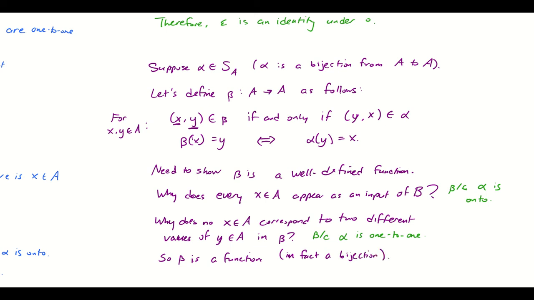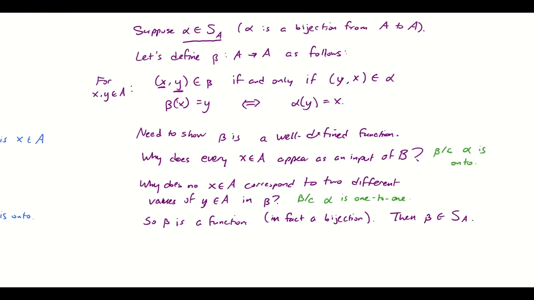Okay, so in other words, if alpha belongs to S of A, then beta, this function we defined, also is an element of S of A. But one thing I didn't show is that beta actually acts as a group theoretic inverse. So let's just do that real quick.